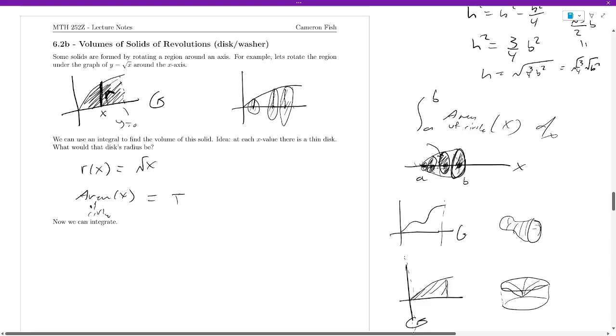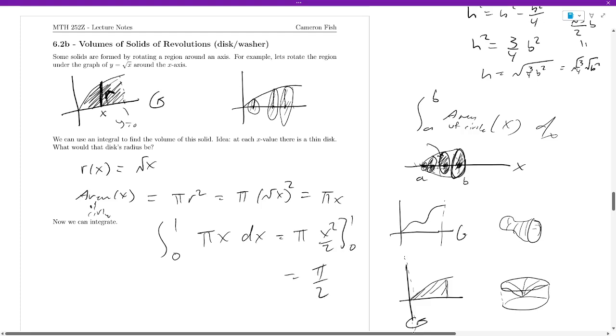So the area of a circle is pi r squared. Here our r is root x, so root x squared, and we just simplify to pi x. So this is the area of one of my circles, and now we just integrate. So I go 0 to 1, pi x. That's it. That's an integral that you can do. It'll be pi times x squared over 2, from 0 to 1. You're going to get pi over 2. You can double check.